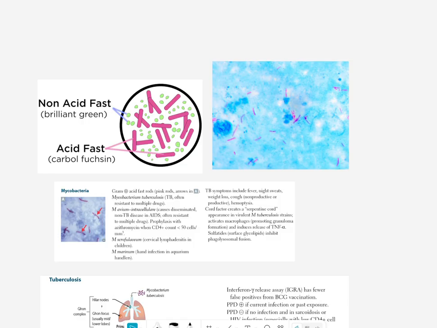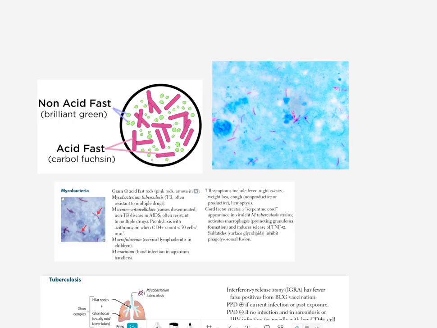The acid-fast stain. First and foremost, what is the acid-fast stain? The acid-fast stain is a special staining technique. It's used to identify bacteria that have waxy cell walls, and these waxy cell walls are basically rich in mycolic acid, which makes them resistant to ordinary gram staining.